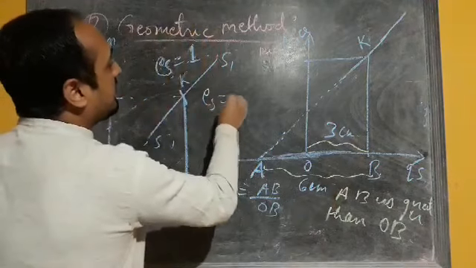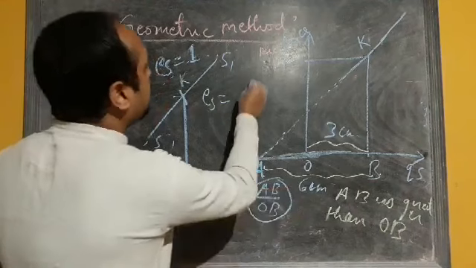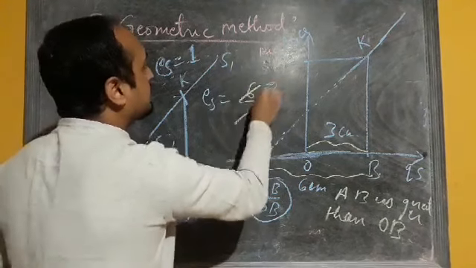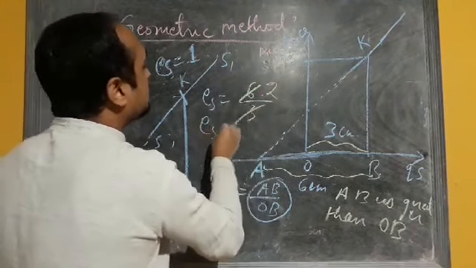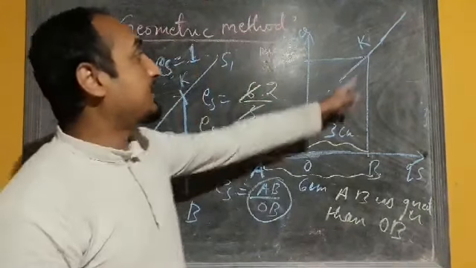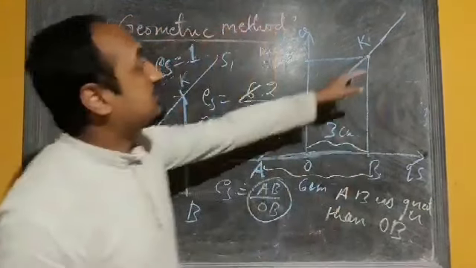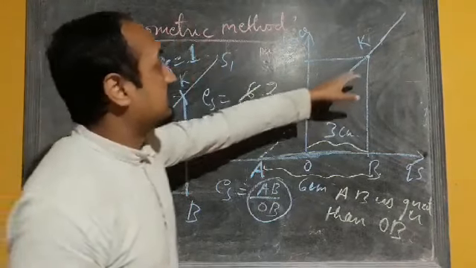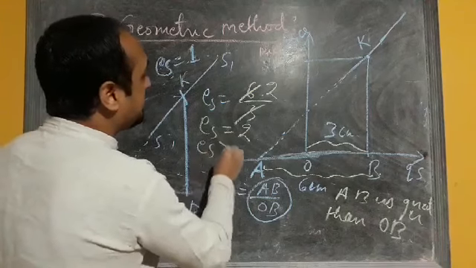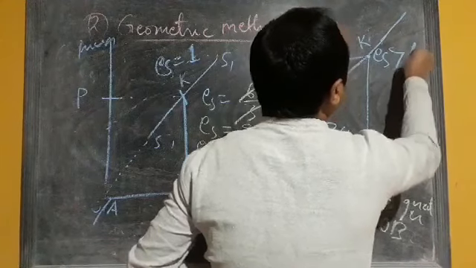Now, if you are asked to calculate elasticity of supply and you apply the formula AB by OB, we can see that AB is 6 and OB is 3. When we cancel, 3 ones are 3, 3 twos are 6. So in this case, we'll get ES equal to 2. That means if we calculate the price elasticity of supply at point K, and the extended line intersects the price axis, then ES will be greater than 1.